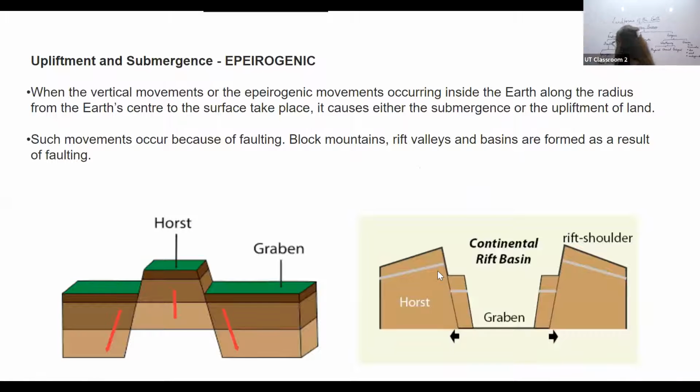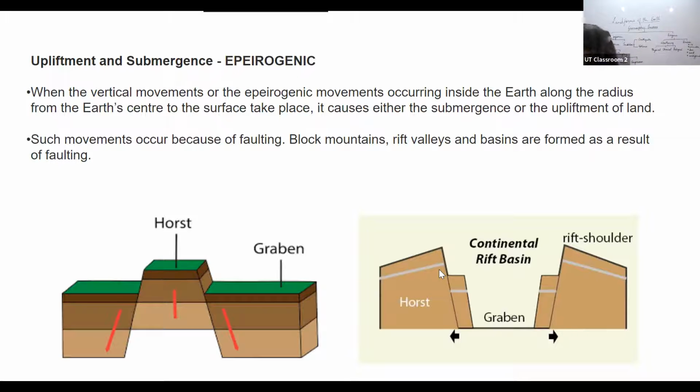Okay, so first we look at this epeirogenic. Epeirogenic was what movement? Upward, downward movement. So the vertical movements, vertical means upward, downward. When the vertical movements or the epeirogenic movements occur inside the earth along the radius from the earth's center to the surface, it is either because of submergence or upliftment. Submergence means land submerging, going down. Upliftment is land coming up.